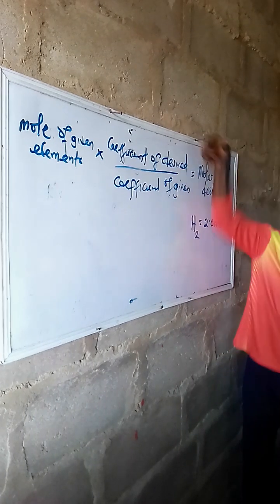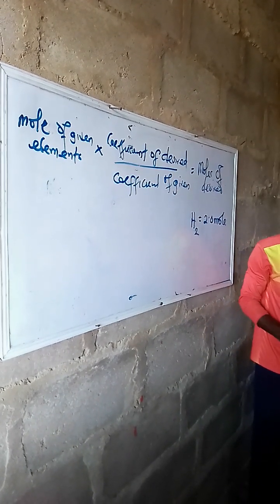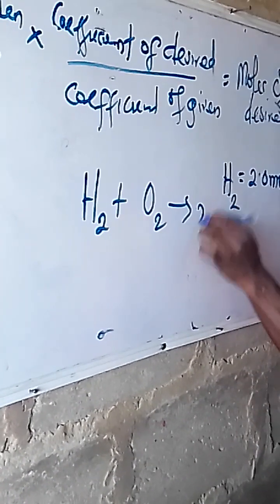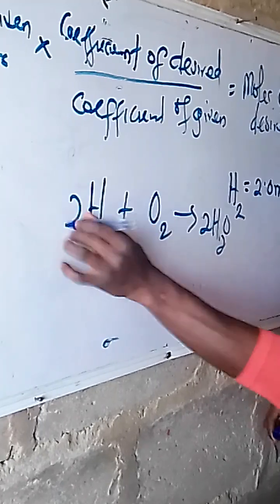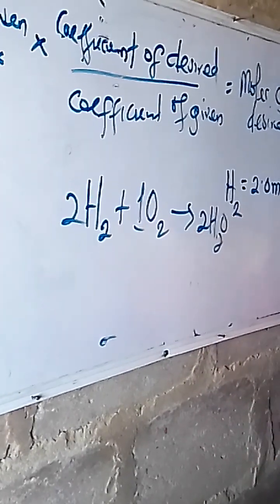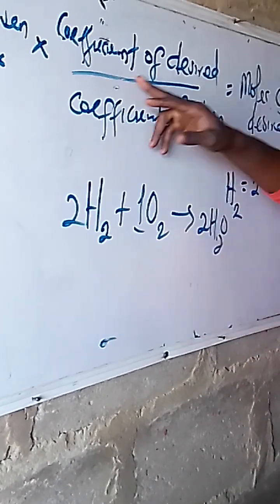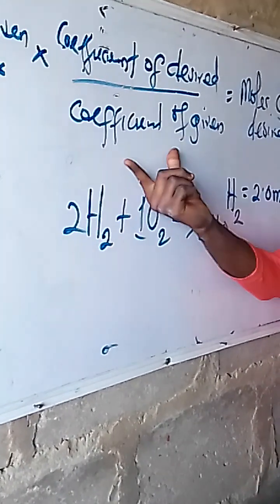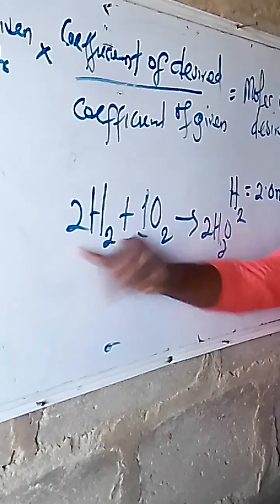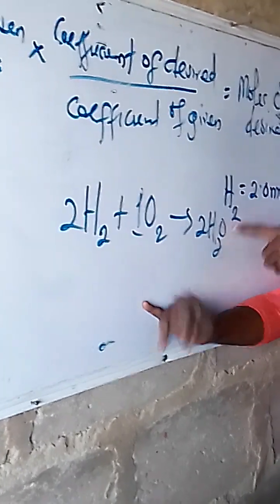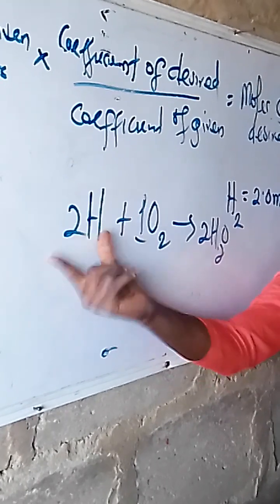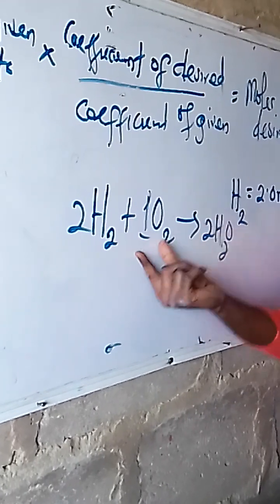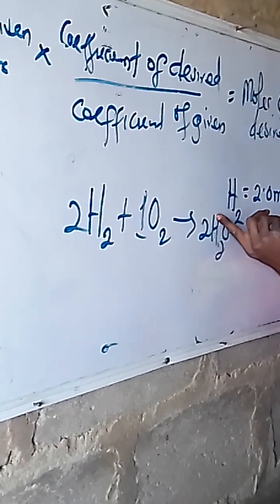Multiply by coefficient of a desire. What is that coefficient of a desire? It is from the balanced equation we balanced earlier. We have 2H2O, isn't it? This is 2. What is this? This is 1. All right. Now, where is our coefficient of desired? Here, 1. Where is our coefficient of a given? Here, 2, because it is 2 moles of hydrogen gas. So the coefficient of given is 2. The moles of given is 2.0. The coefficient of desire is 1. The moles of desire, that is what we have to calculate.